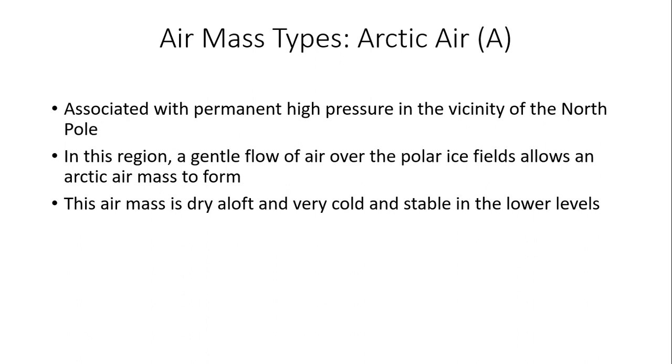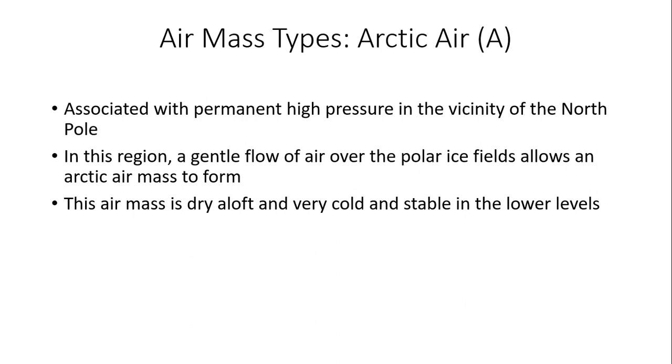So here, air mass types. Let's now go down into the specific air mass types. We'll start with Arctic air. It's abbreviated by the letter A. And this is associated with permanent high pressure in the vicinity of the North Pole. And we talked about the three-cell theory, or the overall large global cell circulation. And we talked about the polar cell. And generally, air tends to sink over the North Pole at 90 degrees north latitude. And so a sinking air motion generally tends to lead towards higher surface pressure.